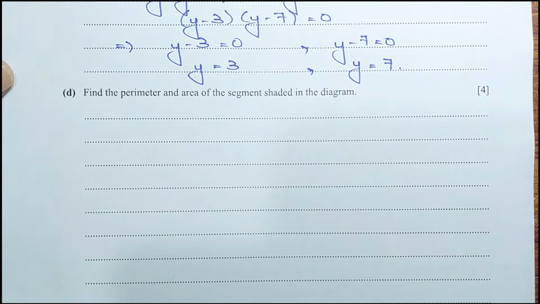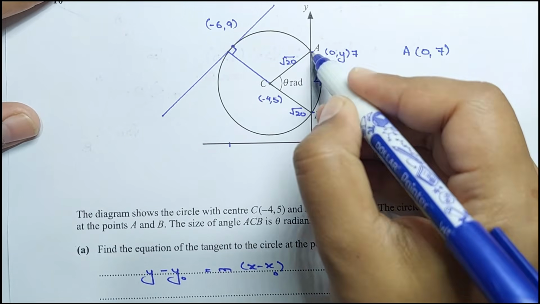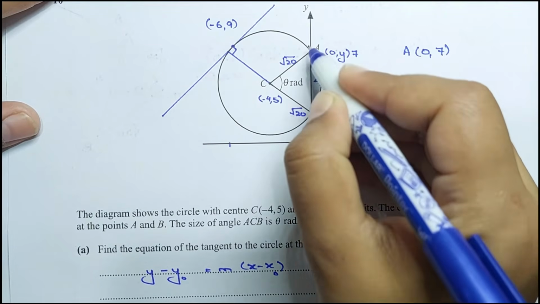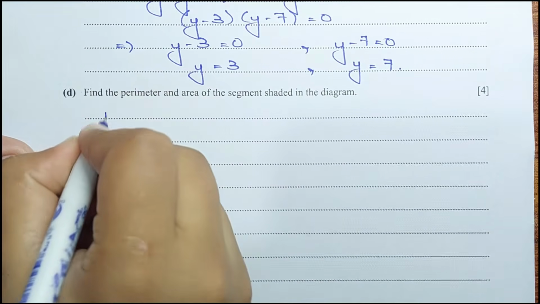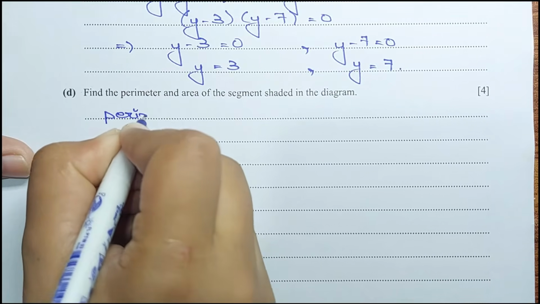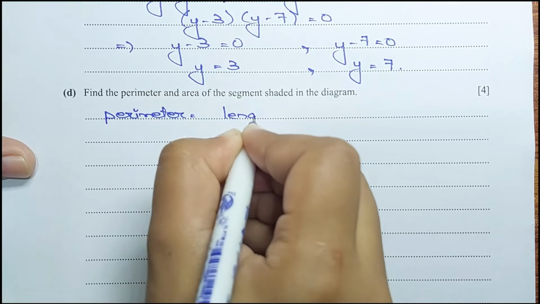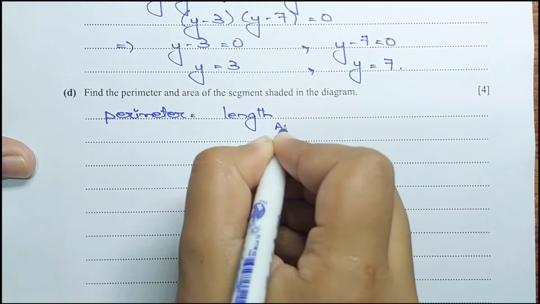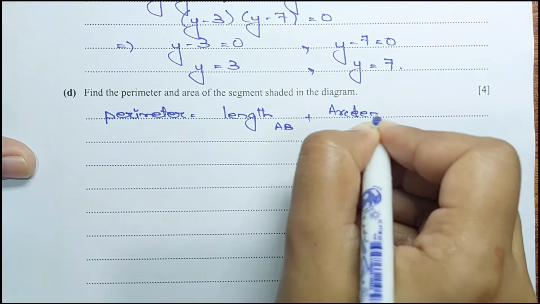Now for part D, find the perimeter and the area of the segment shaded in the diagram. The perimeter and the area. So first work on the perimeter. This is the straight length AB and this arc length AB. This would be the perimeter. We have to add them up, right? So the perimeter is length AB plus arc length AB.